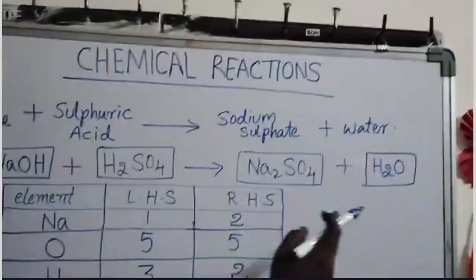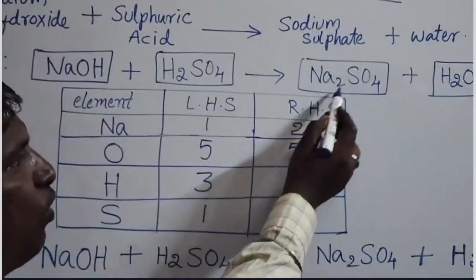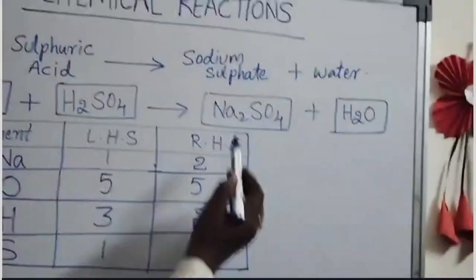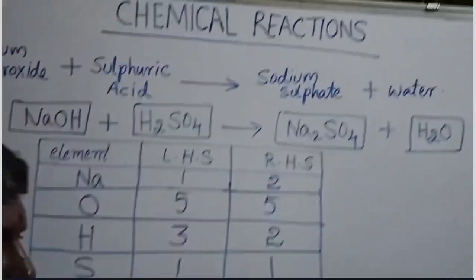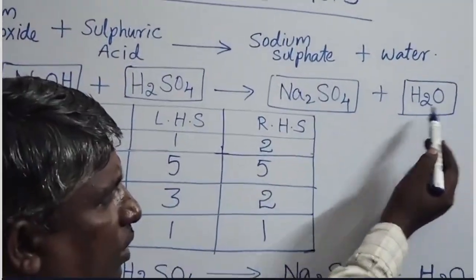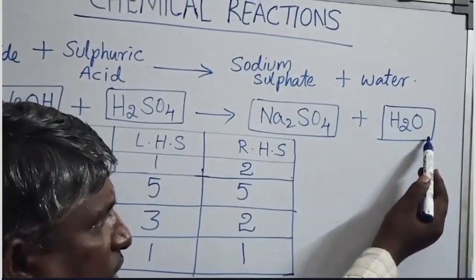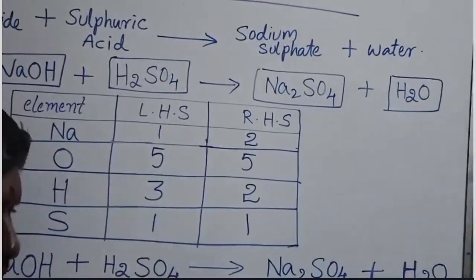Now we observe the product side, it means the RHS side. Sodium sulfate: 2 atoms of sodium, 1 atom of sulfur, and next, oxygen is 4 atoms. Here in water, we observe 1 atom of oxygen. Total is 5 atoms. And hydrogens are 2 atoms.